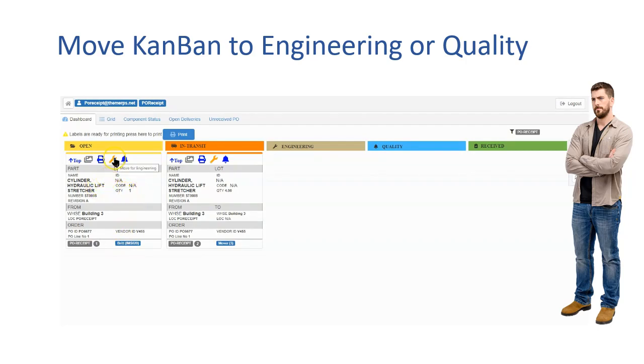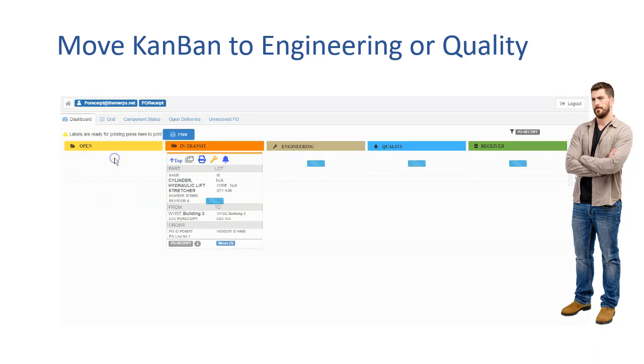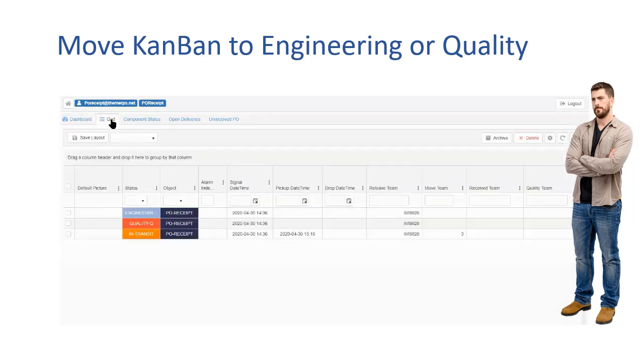Now, suppose you have a concern that needs engineering review for the Kanban. Click on the wrench icon to send the entire quantity to engineering. Partial quantities are not allowed. Your dashboard reporting grid shows the status of every Kanban.